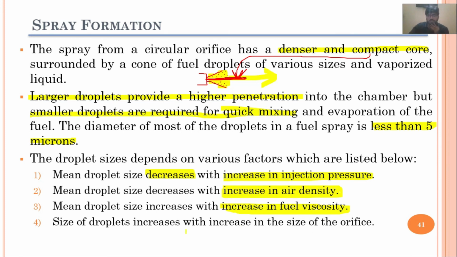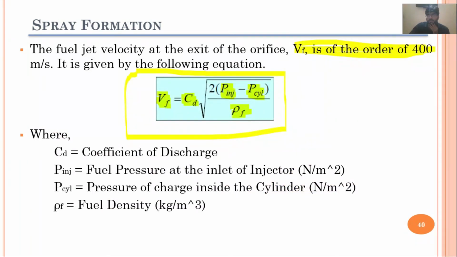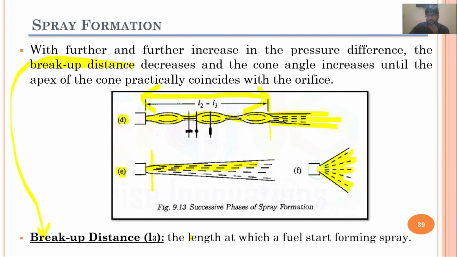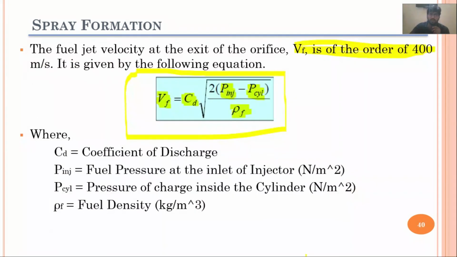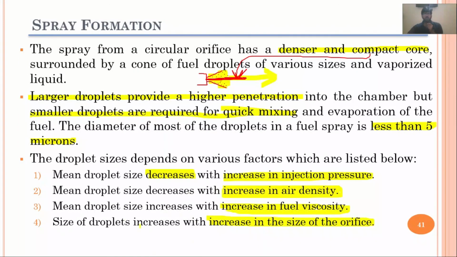So the last one is increasing the size of the orifice, meaning now we are increasing the diameter of an orifice. As I mentioned, we will have this orifice of a very small diameter, because this smaller diameter will disperse the fuel and atomize the fuel. But if we increase the diameter of this orifice, the fuel will start forming bigger droplets, or we can conclude that the size of the droplet will be increased.